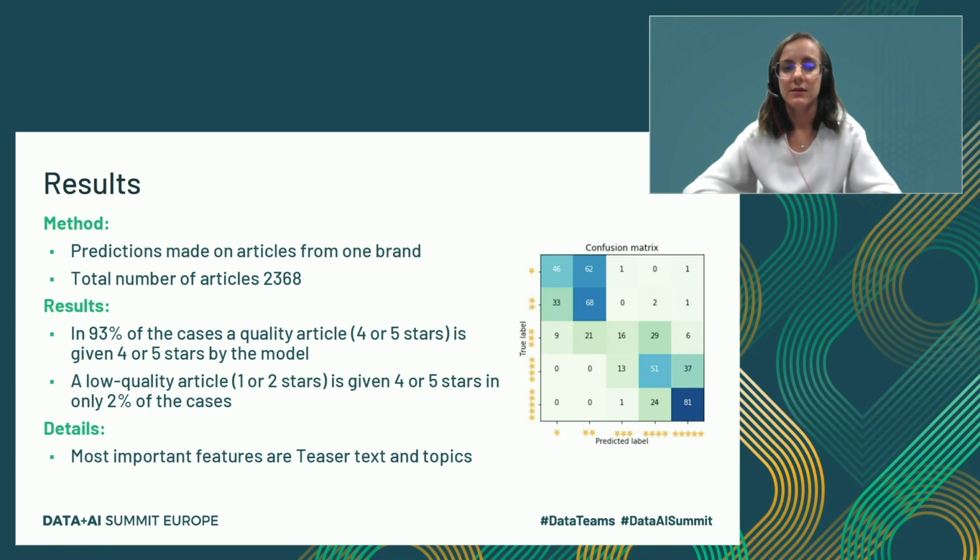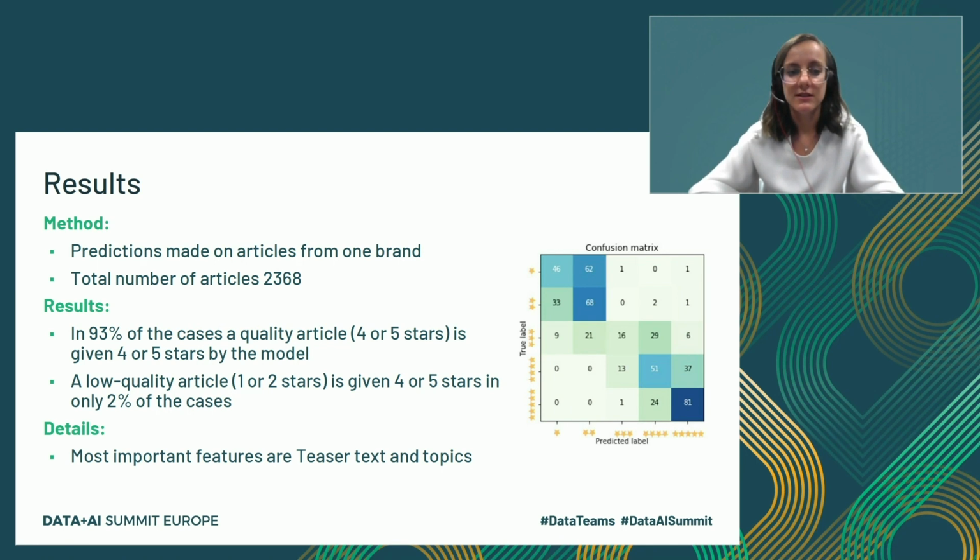And then what are the results that we got? In this slide here, you will see the predictions only for one brand, which has a total number of articles of 2,368. And we see the confusion matrix for the predictions and the true label. Here, for this brand, we've seen that in 93% of the cases, a quality article which has 4 or 5 stars is given 4 or 5 stars by the model, which is pretty good for us.